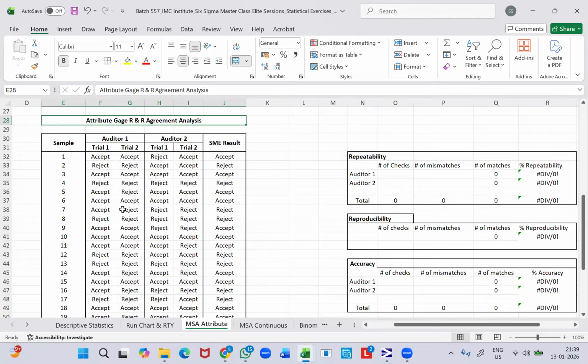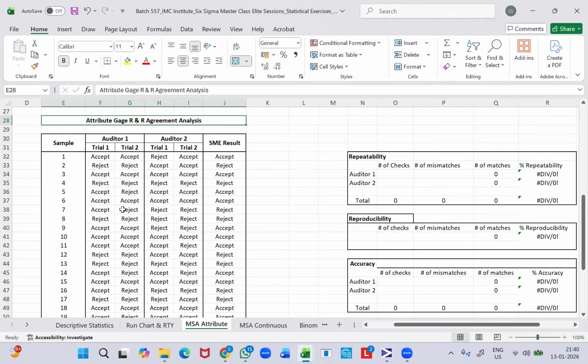If that auditor remembers the result he gave for trial one for a particular sample, then without even inspecting a second time, he may replicate the same result as the trial 2 result. That has to be avoided because we want the auditors to actually inspect for the trial 2 exercise. We don't want them to remember the results they gave for trial 1 and replicate the same result for trial 2. No, not like that. We want them to inspect all these 30 samples once more for the trial 2 exercise, right?